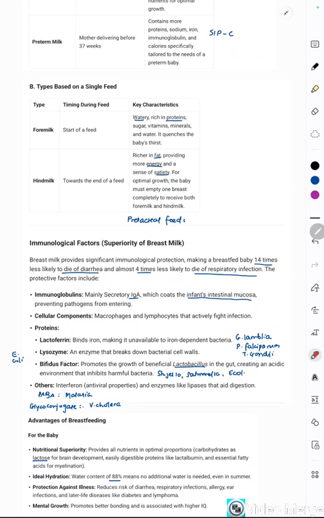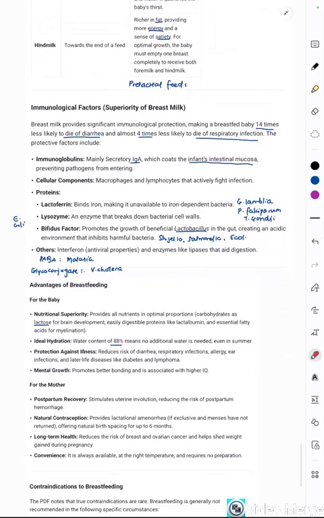The baby must empty one breast completely to receive both the foremilk and hindmilk. Now, prelacteal feeds. If any prelacteal feeds are given, then these prelacteal feeds increase the risk of clostridial sepsis.